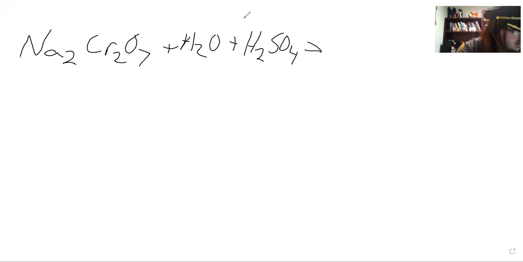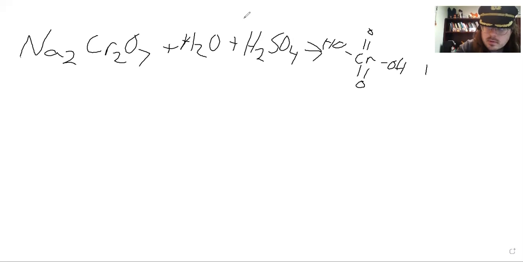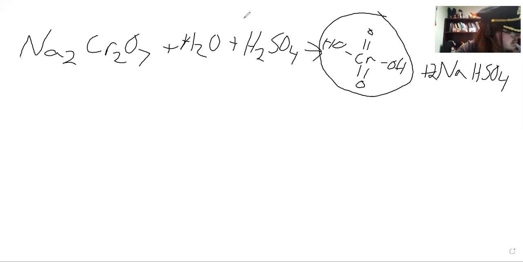The structure of chromic acid is essentially similar to the structure of H2SO4. OH, OH. And we have two equivalents of sodium bisulfate as a byproduct. So this structure right here is our chromic acid. It's a reactive structure.